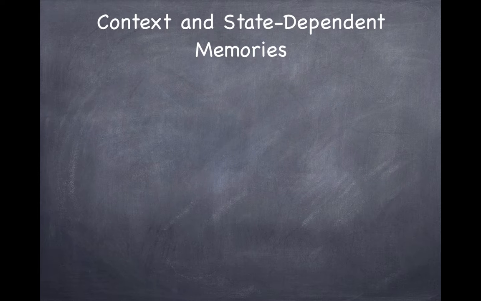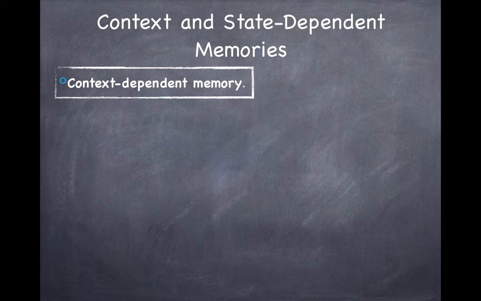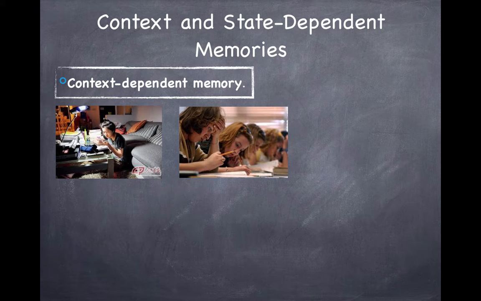Sometimes we have what's called context and state-dependent memories. And what's important here to recognize is that context-dependent memory is information that's easier to recall when a person is in the same environmental context that they were in when they were learning it. So memories are often tied to the setting in which they occur, and returning to such a setting can trigger the retrieval of that context-linked memory.